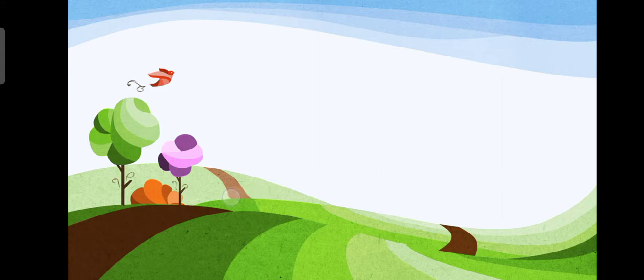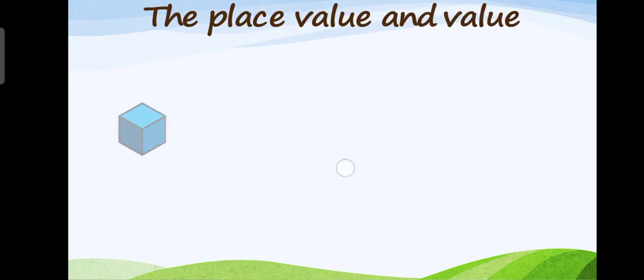It's about hundreds. Hundreds is the third place, or the new place of the number, that we take before ones and tens. Today we have hundreds. Okay, let's see the place of each number. The place value and the value.